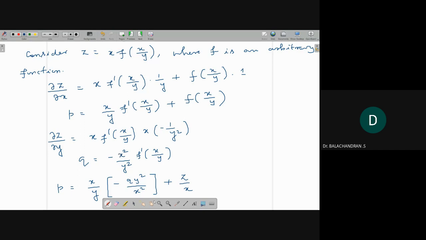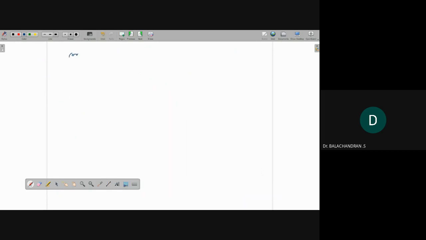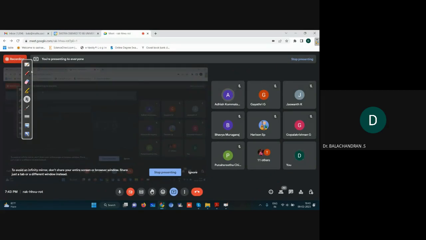Okay. Now, from this, still you have to simplify. So this implies P equal to minus Q y by x square, sorry, x by x plus z by x. So now throughout multiply by x, you will get what? You'll get xP is equal to minus yQ plus z, or z is equal to what? z is equal to px plus qy. Yeah, px is correct, Adish.